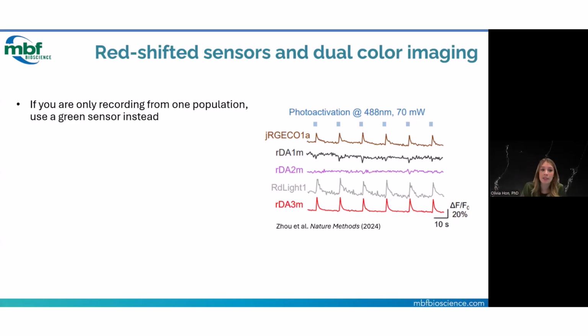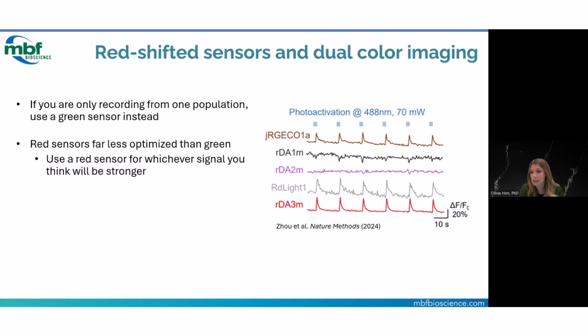But if you're wanting to multiplex, the options are there. If you are recording from two populations, and you have a sense of which population is going to give you the better signal, use the red sensor for that one. Just give yourself the best chance of success. If you're recording from a neurotransmitter sensor and GCaMP, do your calcium in red and your neurotransmitter in green, because the calcium sensors in general are more advanced than the neurotransmitter sensors.